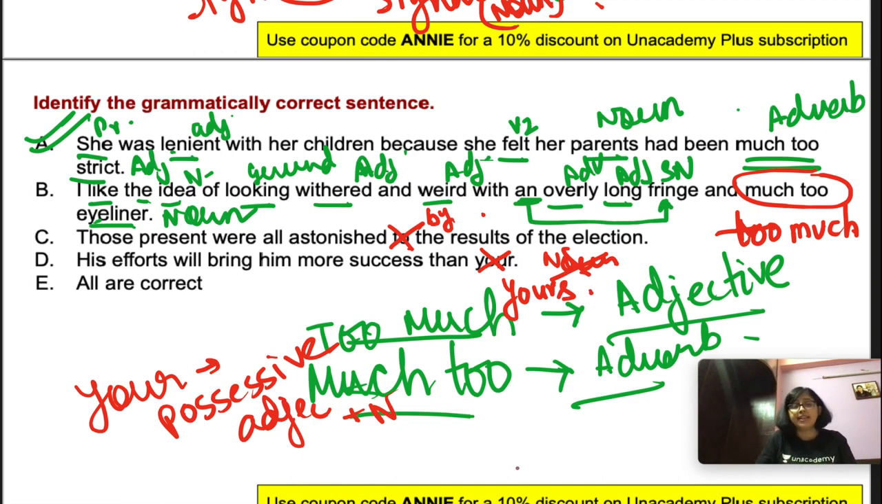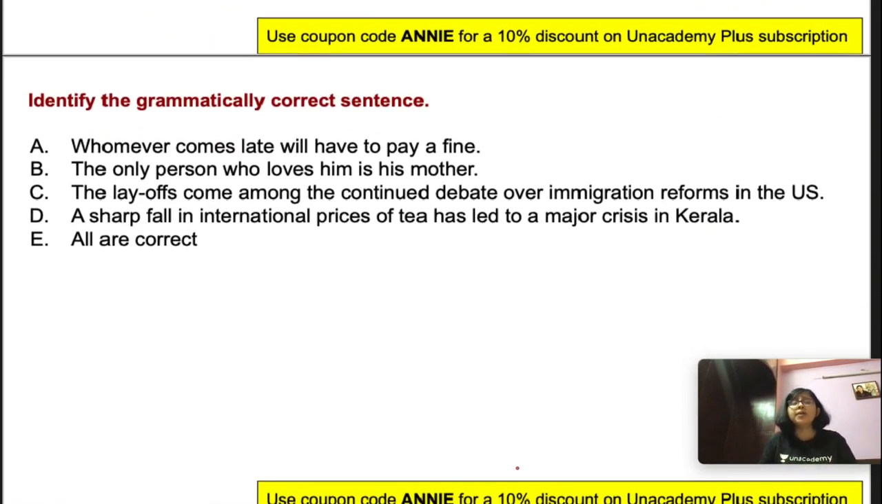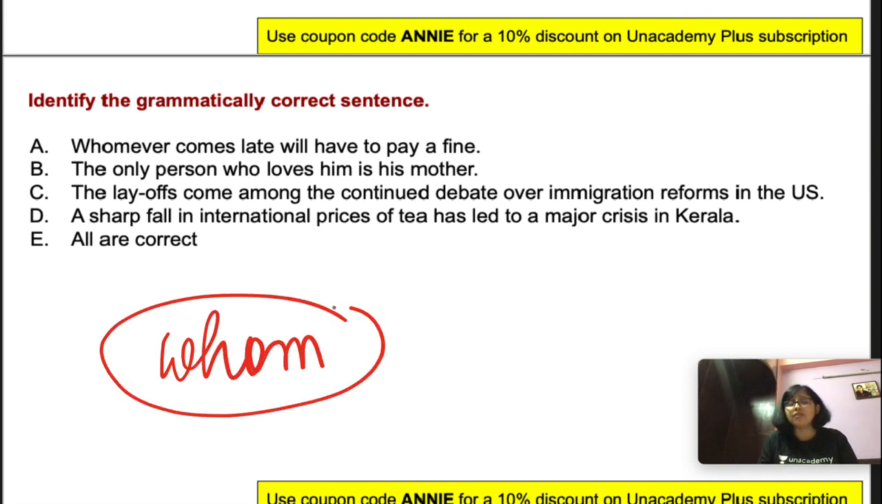Okay, next, whomever comes late will have to pay a fine. Now here whom is used for the object, but here this is a subject, so the correct word will be whoever. Whoever comes late will have to pay a fine. Next, the only person who loves me is his mother. Now with the only, which relative pronoun do we use? With the only and the same we use that as the relative pronoun. So here that should be used.